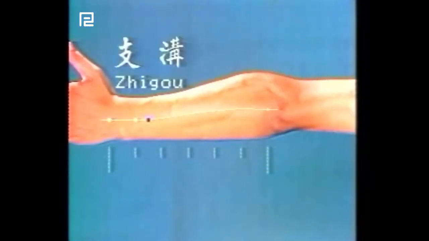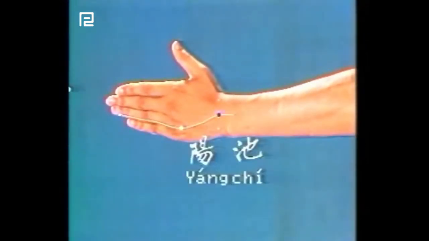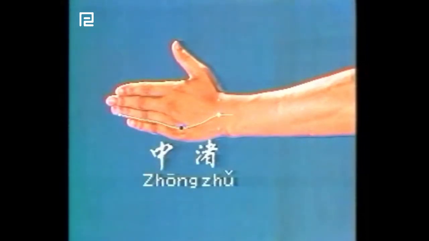Zhigou, sanjiao 6. On the dorsal side of the forearm, 3 cun proximal to the dorsal crease of the wrist. Waiguan, sanjiao 5. On the dorsal side of the forearm, 2 cun proximal to the dorsal crease of the wrist, between the radius and the ulna. Yangchi, sanjiao 4. At the midpoint of the dorsal crease of the wrist. Zhongzhu, sanjiao 3. On the dorsum of the hand, proximal to the 4th metacarpophalangeal joint, in the depression between the 4th and 5th metacarpal bones.